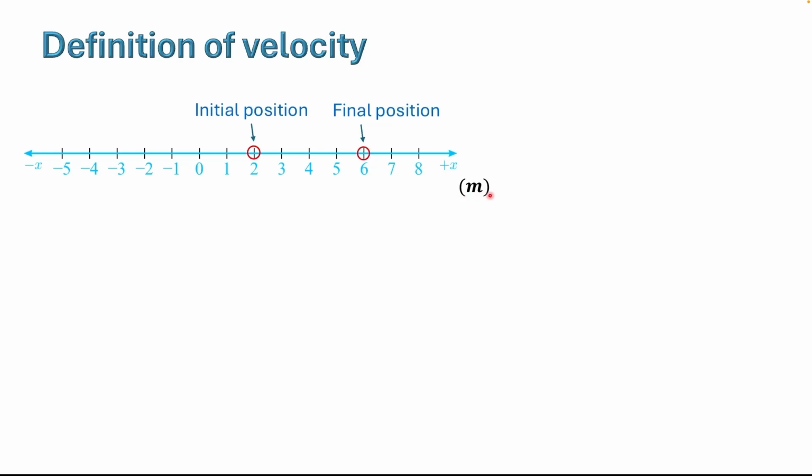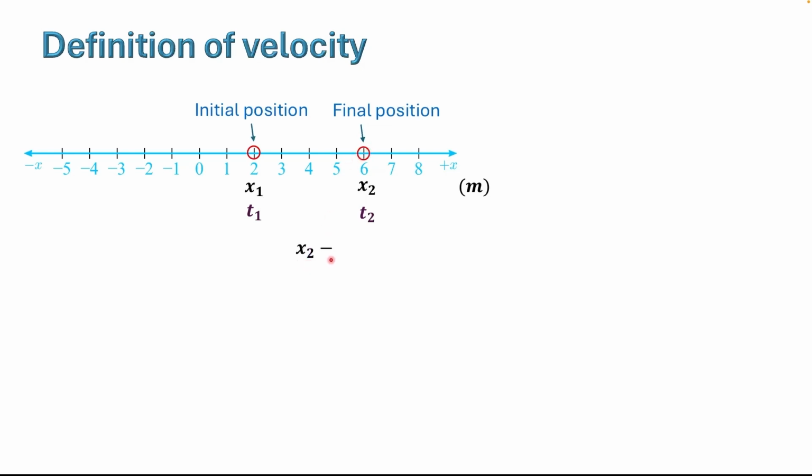Here I take the unit as meter. Let the initial position be x1, and the final position x2. So x1 is 2 meters, and x2 is 6 meters. Let t1 be the time when the object is at the initial position, and t2 be the time when the object is at the final position.